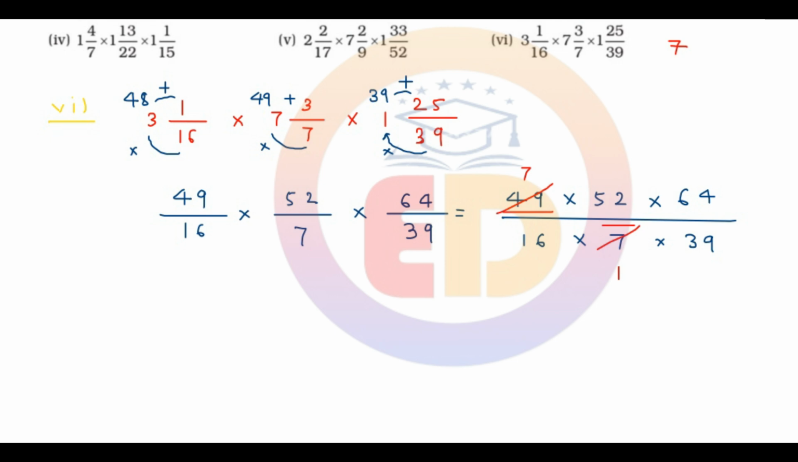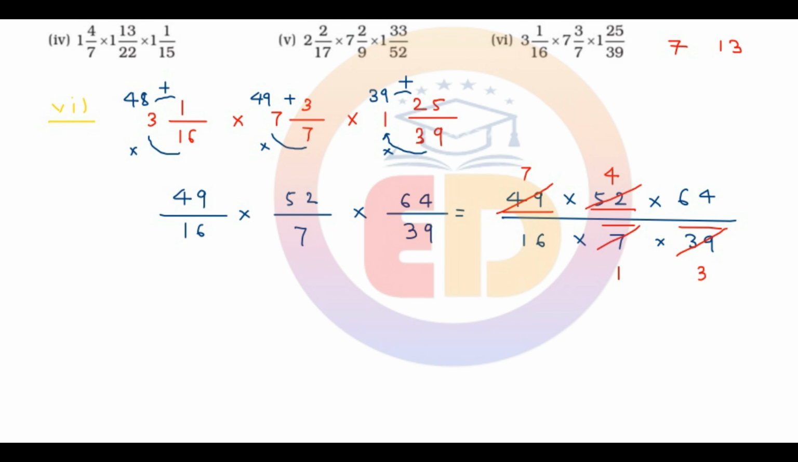Now in the numerator I have 52, in the denominator I have 39. Both of them are divisible by 13. They both come in the table of 13. Let's divide them by 13. 52 divided by 13 is 4, because 13 fours are 52. 39 divided by 13 is 3, because 13 threes are 39.